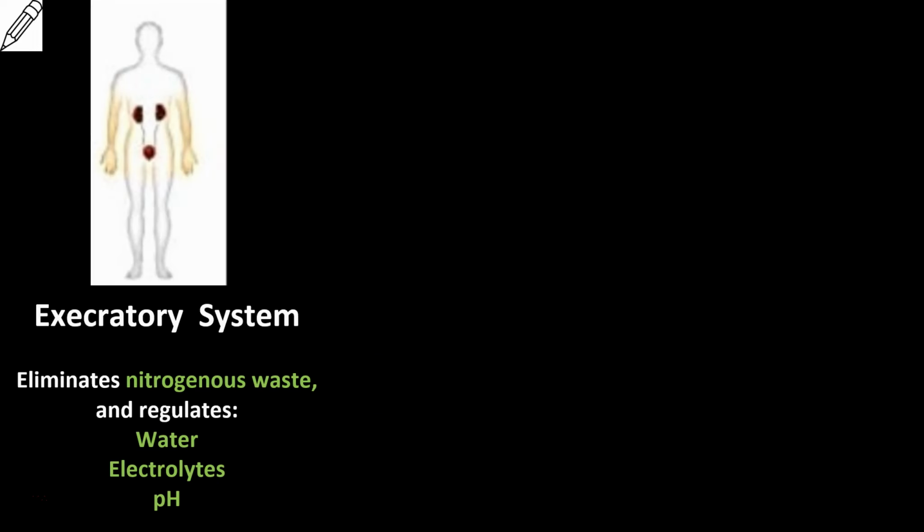Next, we go to the excretory system. The excretory system is also the urinary system. I want you to think of this as the urinary system, not the excretory. What the urinary system does is it eliminates nitrogenous waste, and we get that from proteins. We get that from protein in our diet. It eliminates that in our urine, okay? So nitrogenous waste goes through our urine. It regulates our water levels and electrolytes and even our pH, okay?